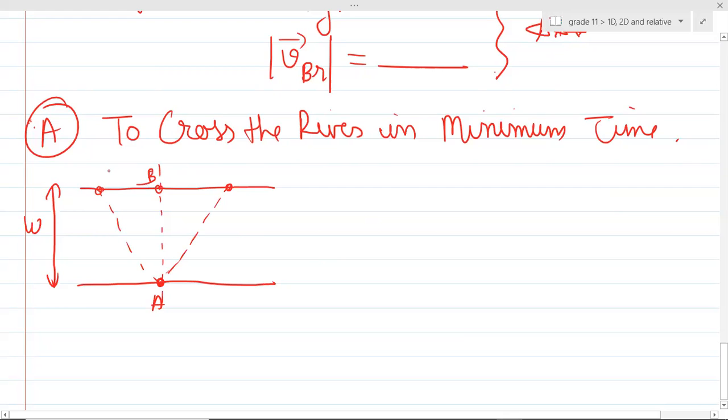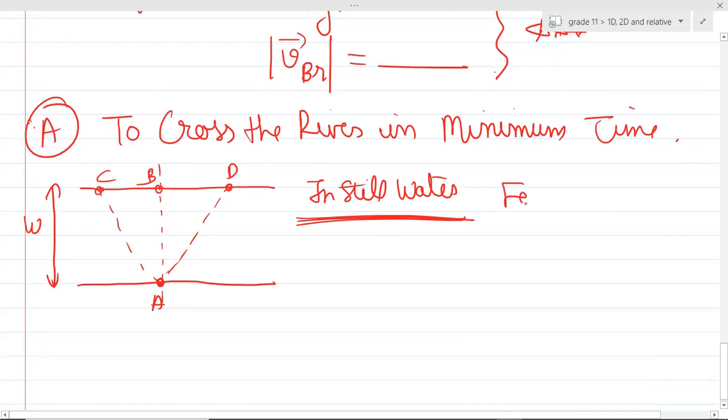A, B, C, D, and this is, let's say, still water. So tell me which will be the direction in which you will jump so that you will take minimum time? Just mention whether it's A, B, C, AC or AD in the chat. Perpendicular to the river bank.